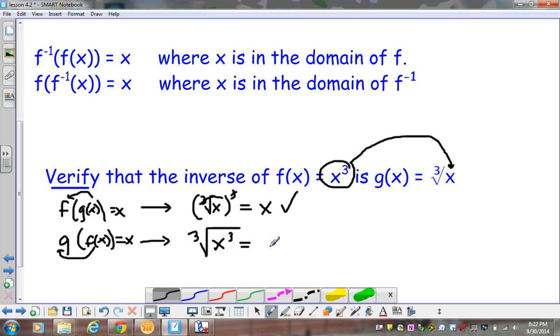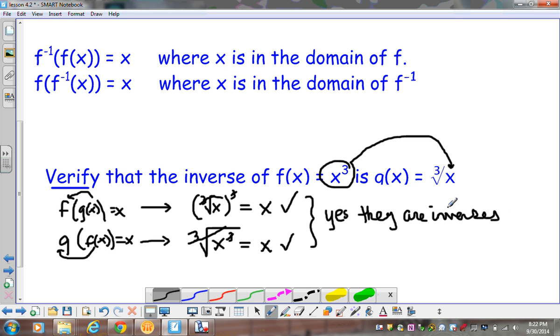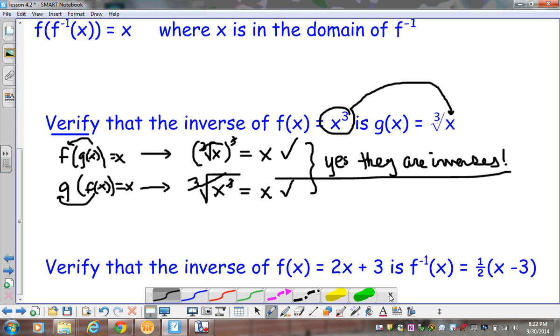Same thing's going to happen here. When you take the square root of something squared, they cancel each other out. Same thing when you take the cubed root of something cubed. So once again, I'm left with x. So that works. That's what I was looking for. So because of that, these two functions are inverses. So we would say, yes, they are inverses. All right, so there's that first one. What I want you to do real quick is go through and verify the second one.